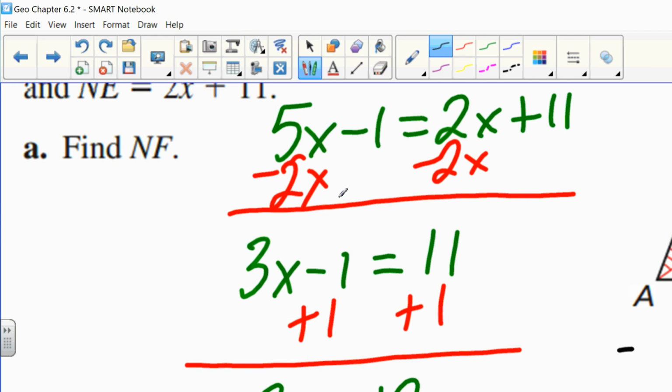Plug it in. So we do 5 times 4. So we can do 2 times 4. So 5 times 4 is? Minus 1 is? If we did the other one, 2 times 4 is? 8 plus 11 is? 19. So, and it asks for NF. So what is the length of NF?